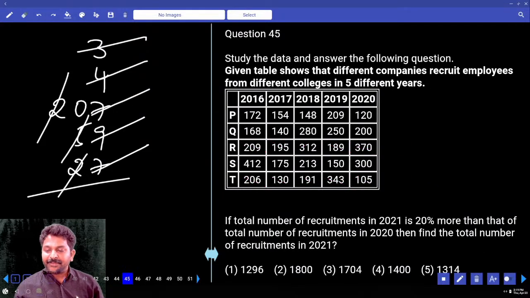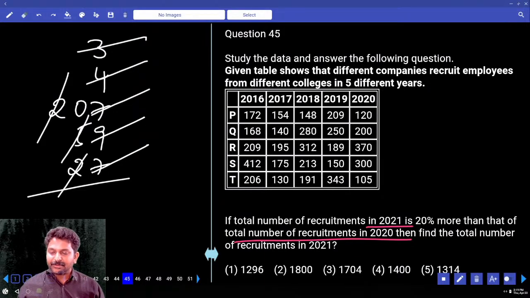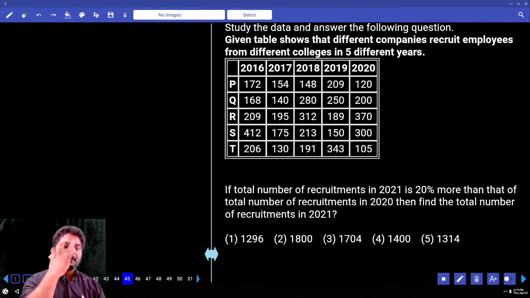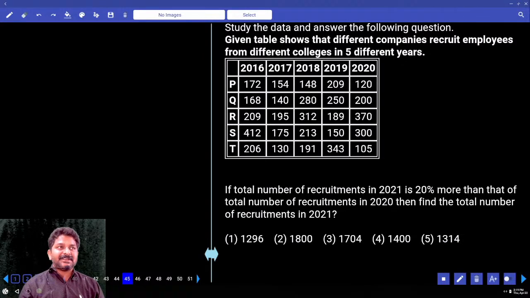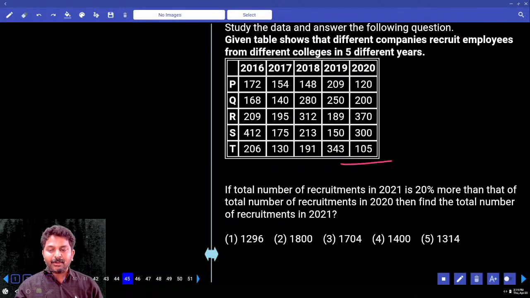If the total number of recruitments in 2021 is 20% more than the total number of recruitments in 2020, then find the total number of recruitments in 2021. Because it is 20% more, you need to calculate 120%. The answer must be a multiple of 3. Can it be the first option? Yes. The second option? Yes. Multiple options are there. No other way. We have to add numbers.